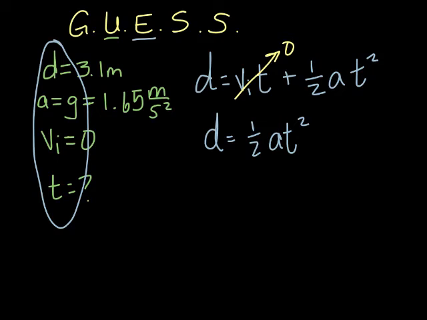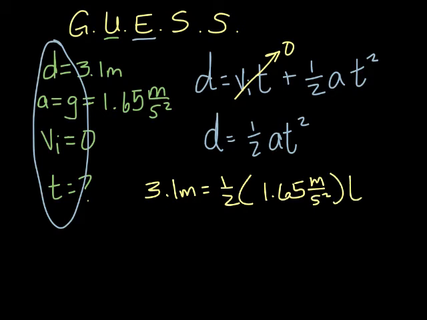From here, you can plug numbers in. So that's what the next S is, substitute, in our GUESS method. So I would substitute in 3.1 meters. And then 1/2 the 1.65 meters per second squared. And then we would have t squared. And the last S stands for solve. So you just solve the equation from there.